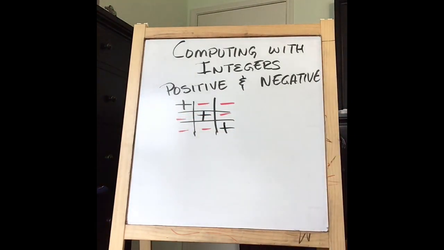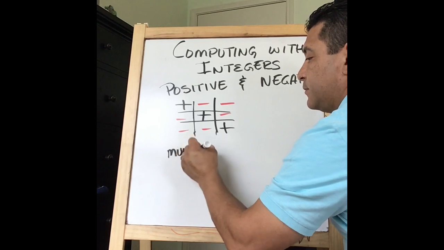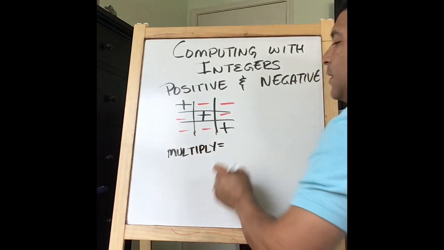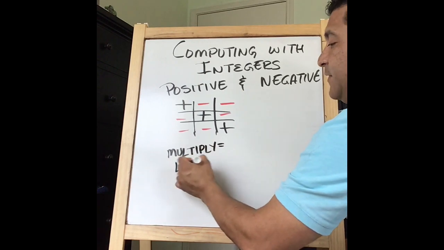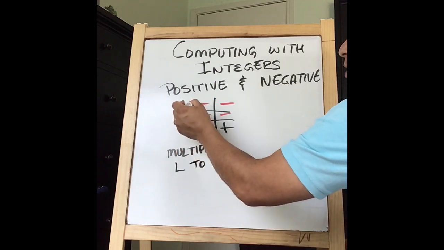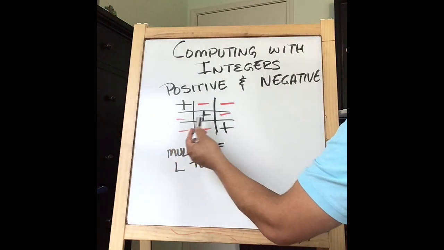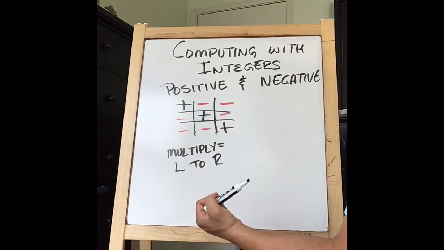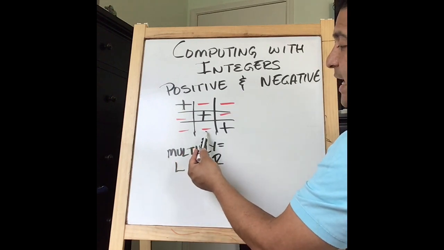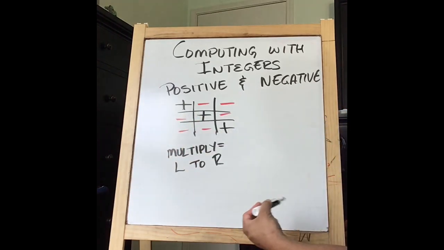Okay? So what does that mean? If I am going to multiply, I am multiplying my numbers from left to right. So from here to here. If I multiply a positive times a negative, my answer will be a negative. If I multiply a negative times a positive, my answer will be a negative. And if I multiply a negative times a negative, my answer will be a positive. Same thing, if I multiply positive times positive, it will be positive. All right, that's going from left to right.